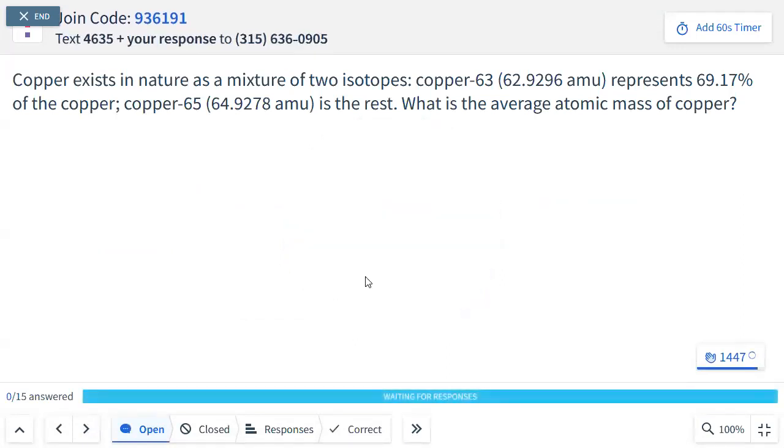All right, so I want you to try this one yourself here. We know copper to exist in nature as two different isotopes. Copper 63, which is about 69.17%, and copper 65, which represents all of the rest. So that'd be 30.83%. The question I have for you is, what is its average atomic mass?